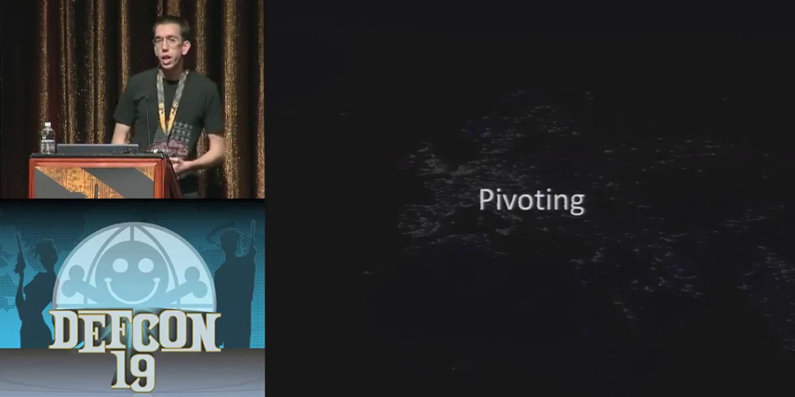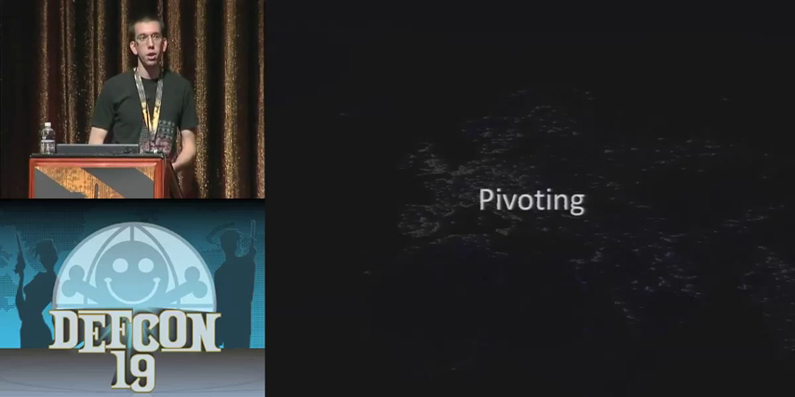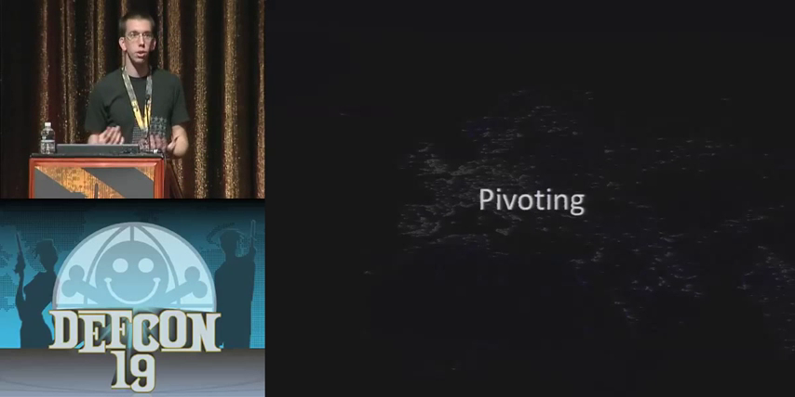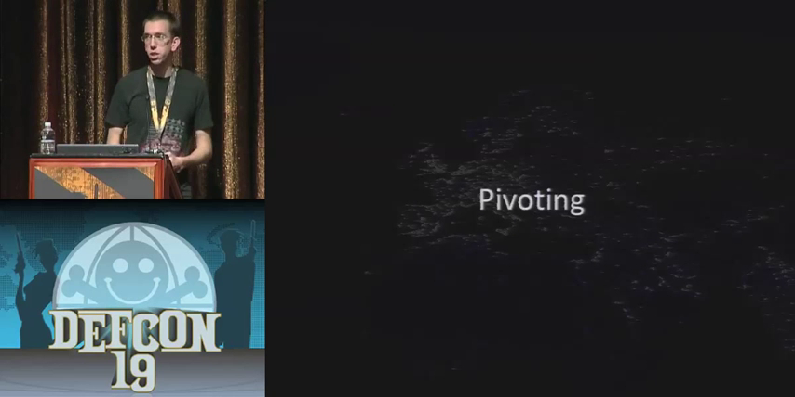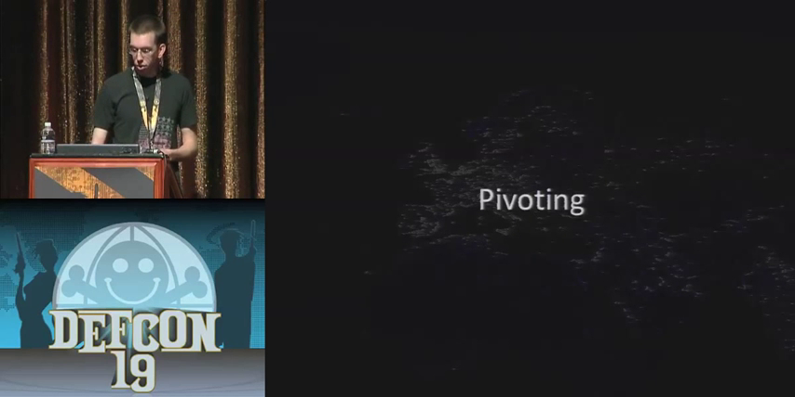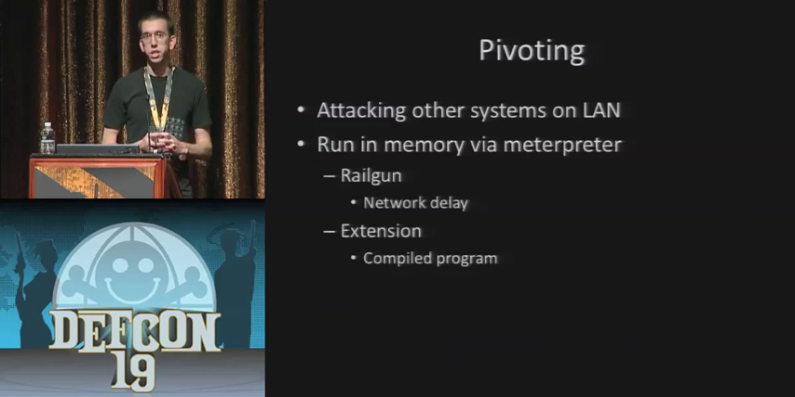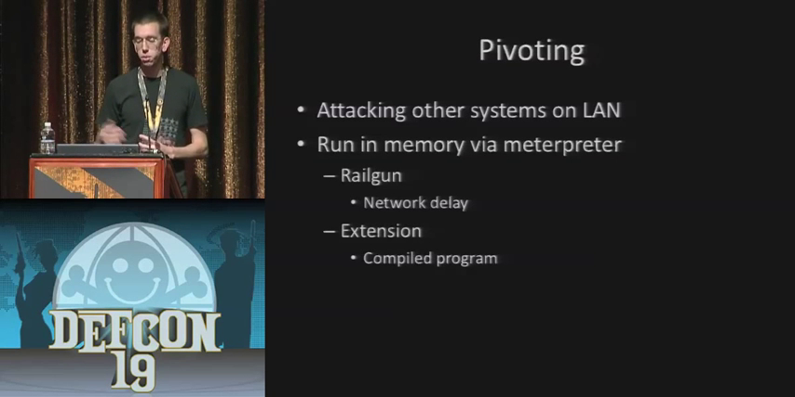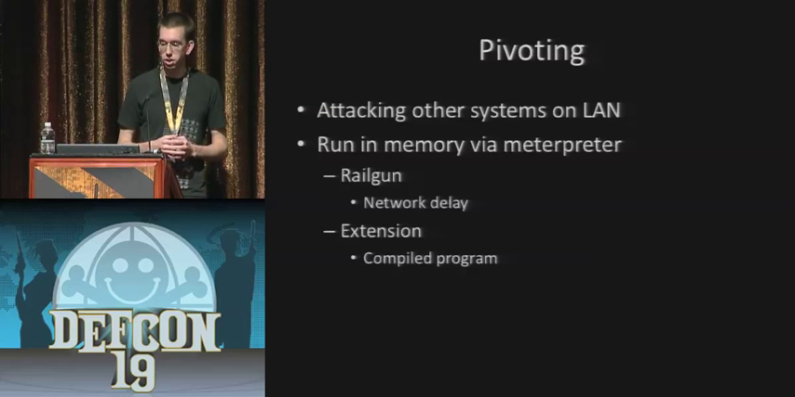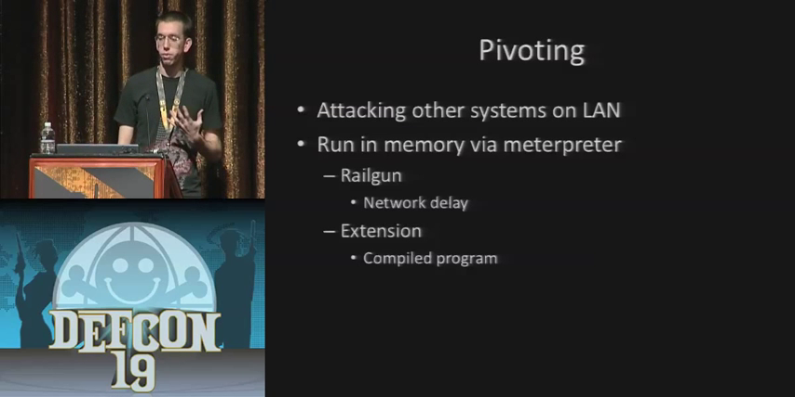And one last part of this is the pivoting part. Prior to a couple days ago, the only thing that was available was you still had to install Metasploit or install TFTP and DHCP servers. What I was able to do was enable this for pivoting. So what this lets you do is attack other systems on a LAN where you have one system, and this will be run in memory via the Meterpreter.